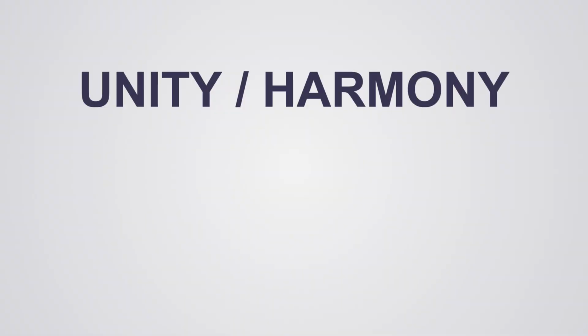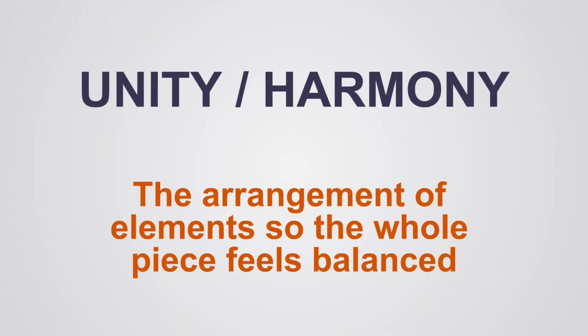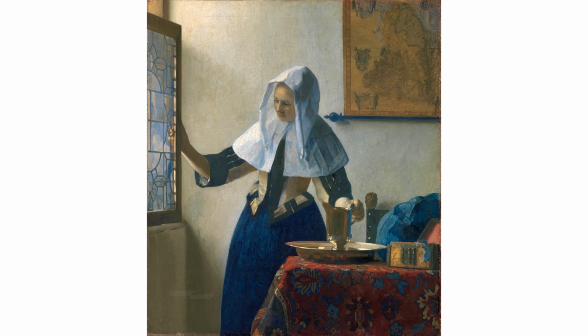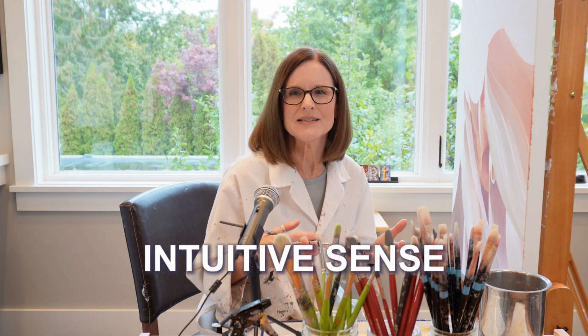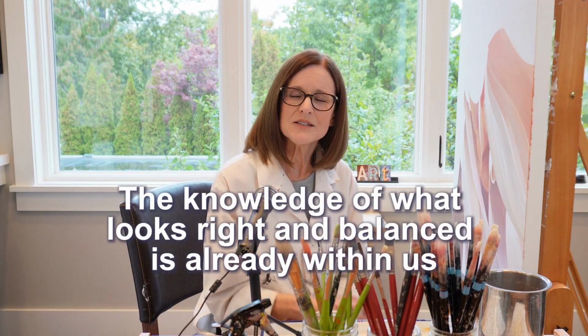Number 5 is unity. Unity, also called harmony, is the arrangement of the elements so that the whole piece feels balanced and cohesive. Unity can be a little bit hard to define, but it's easy to recognize, especially when it's not there. When a painting does have unity, however, your eye and brain will just feel satisfied. It's that intuitive sense I was referring to in the series introduction. The knowledge of what looks right and balanced is already within us, and it's important to trust that. But it's also valuable to know that unity can become clearer to you the more you practice.